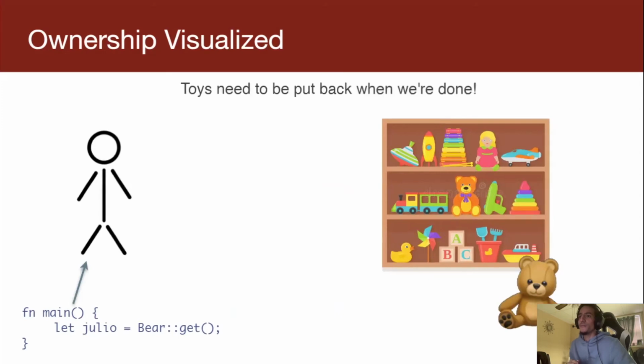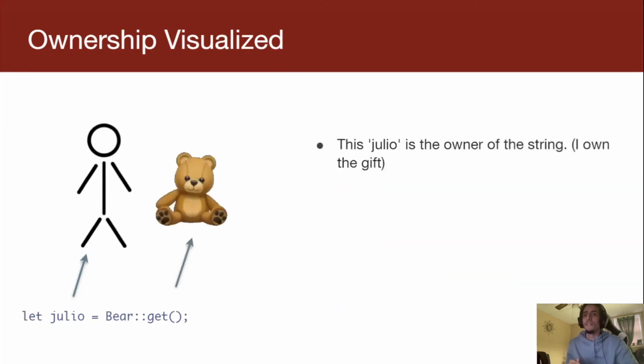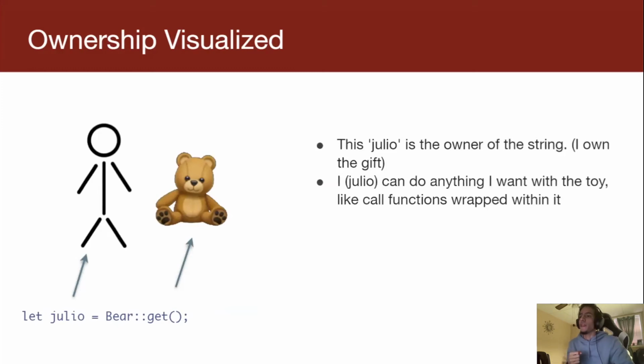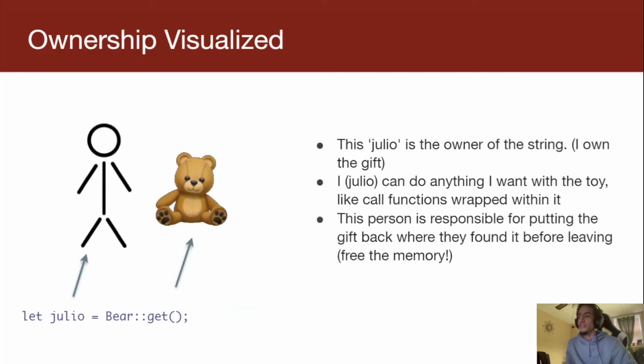Fantastic. So just a quick recap of all of that. Julio, or the variable name, is the owner of the object on the right hand side of the equal sign. I can do anything I want with this toy. So maybe it has a button to light up or something. Maybe that's a function you can call on it. And those functions, those methods, I can call on the bear. And the big point that we keep coming back to is that I, Julio, am the one responsible for putting this bear back and freeing that memory.